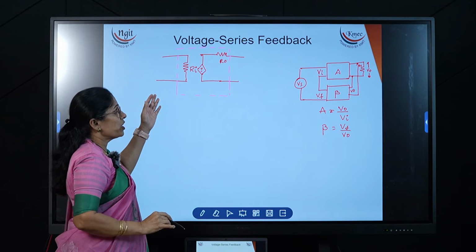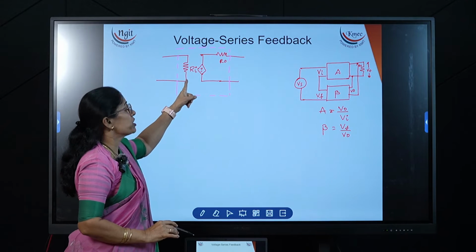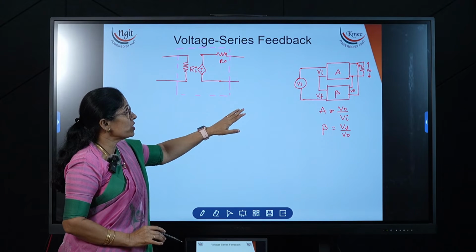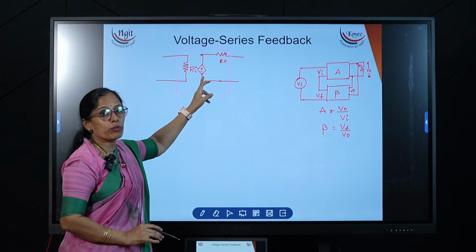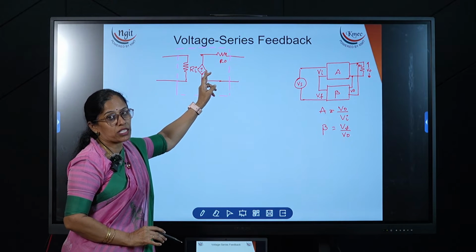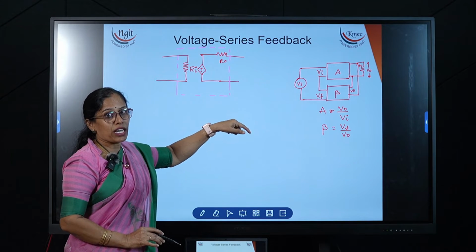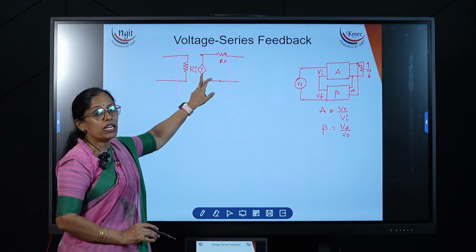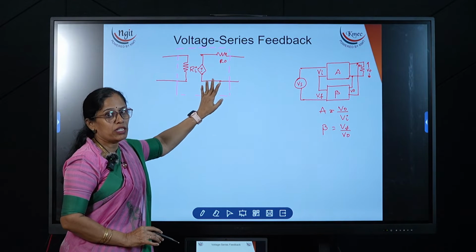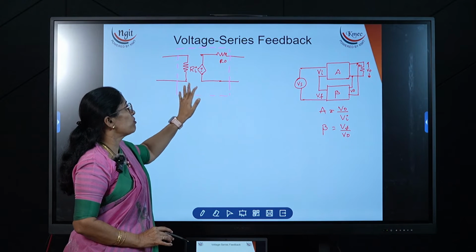On the input side, whether you are taking a voltage source or a current source, you represent it only with a resistor. But on the output side, if you are taking the voltage, then you have to represent it with a voltage source in series with a resistor. If you are taking the output as a current, then you have to represent it with a dependent current source in parallel with the resistor. Now this is about the block diagram of the amplifier.